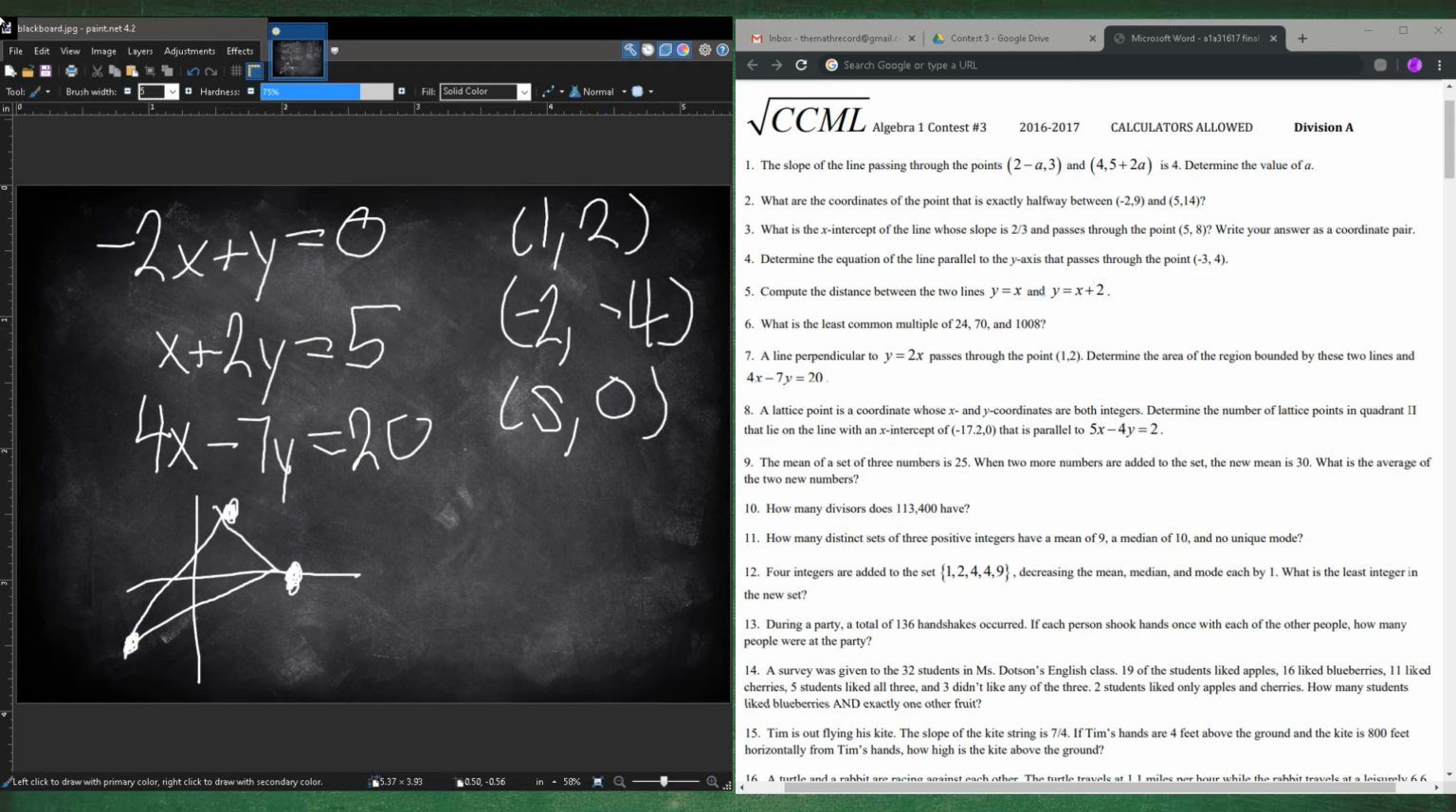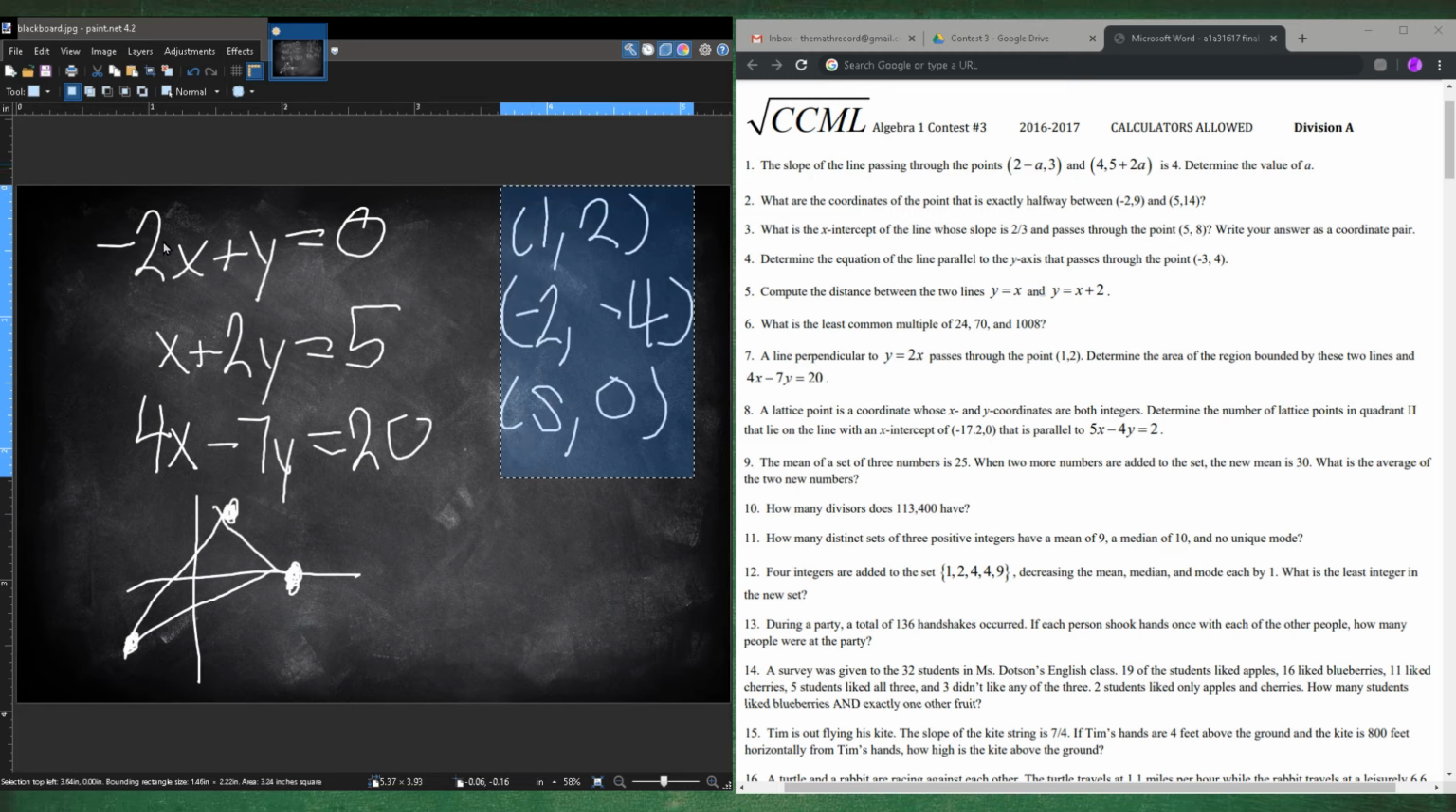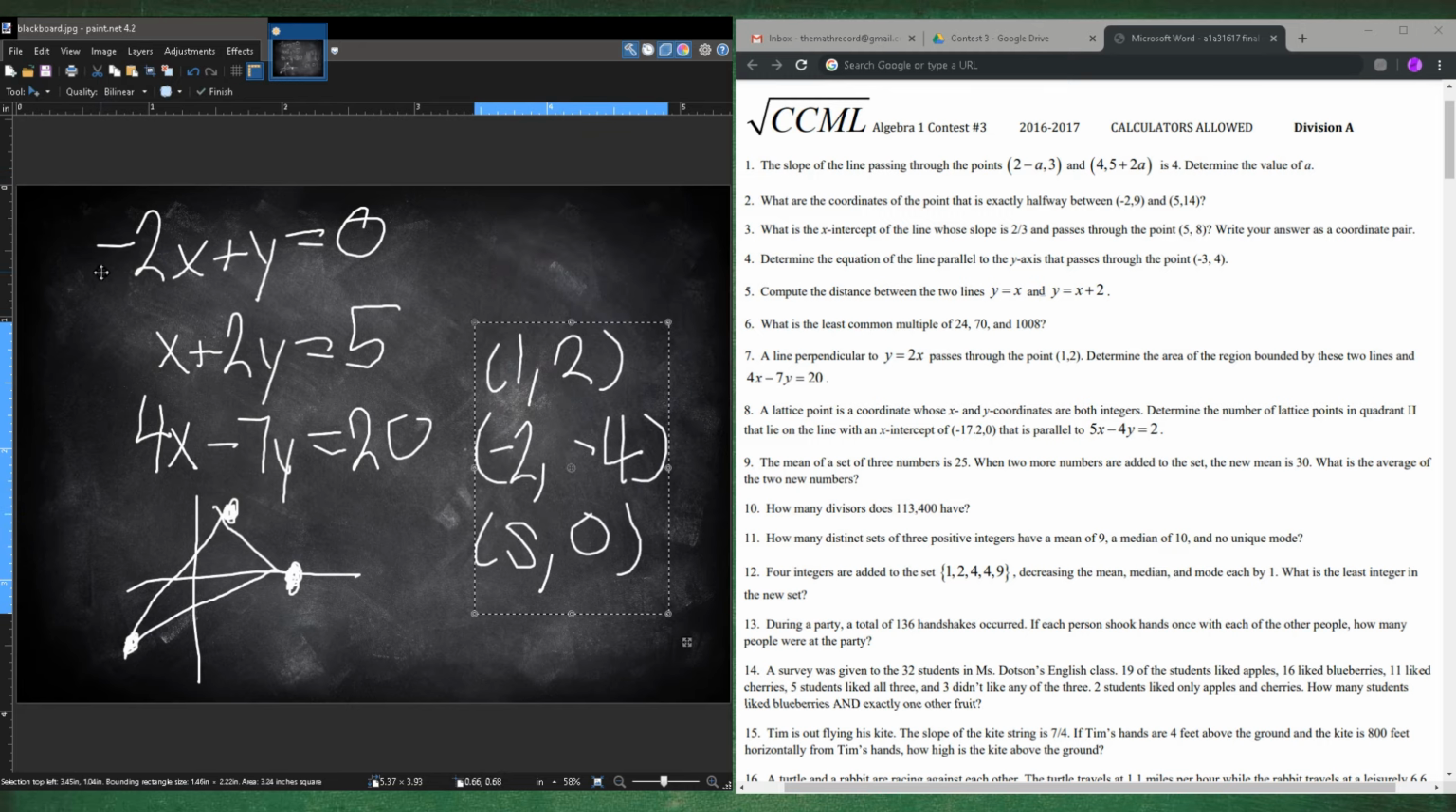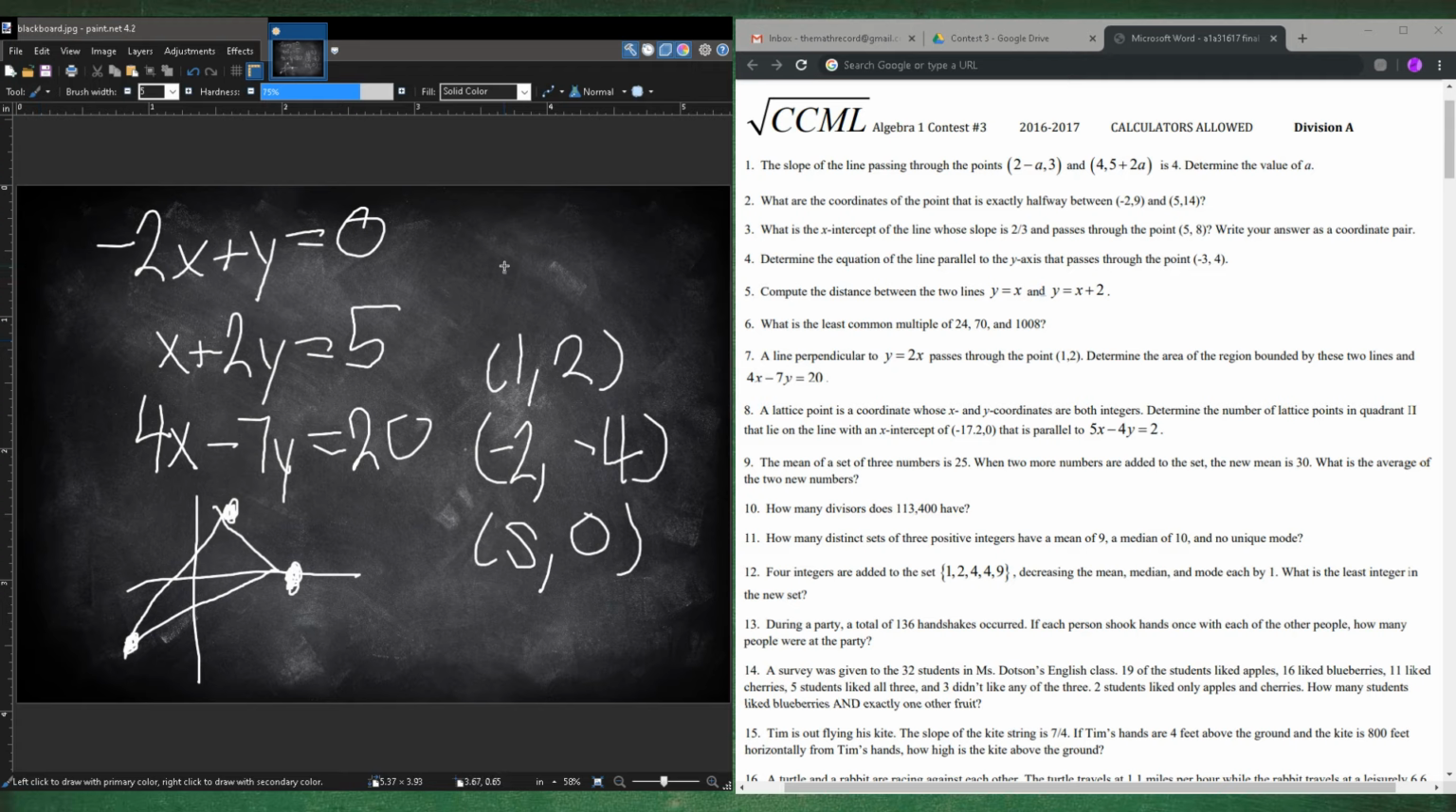Since we already have this in the right order, let's just move this down. You're going to write in this order, and you're going to have (5, 0) again right here. You want to start with the rightmost point, which is (5, 0), and then go counterclockwise. So you have (1, 2), then (-2, 4), and then go back to the first point.